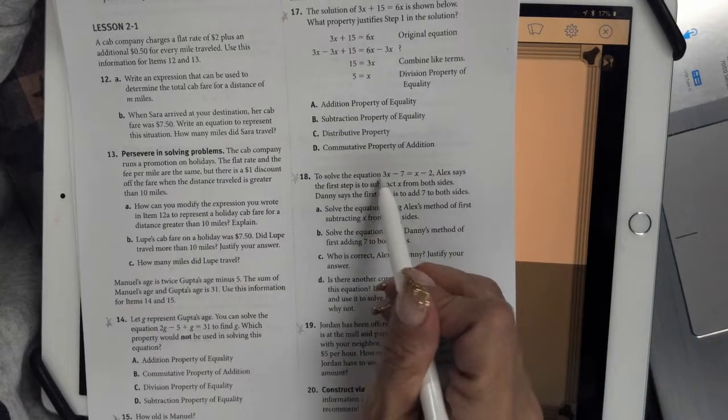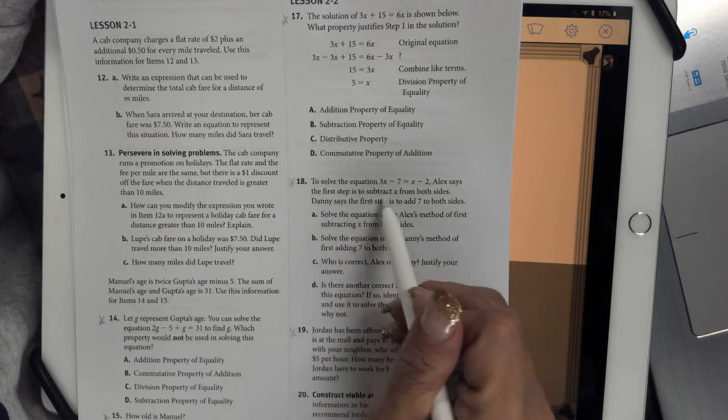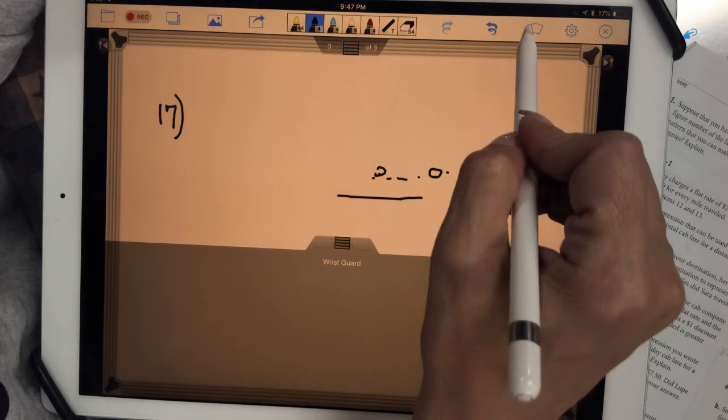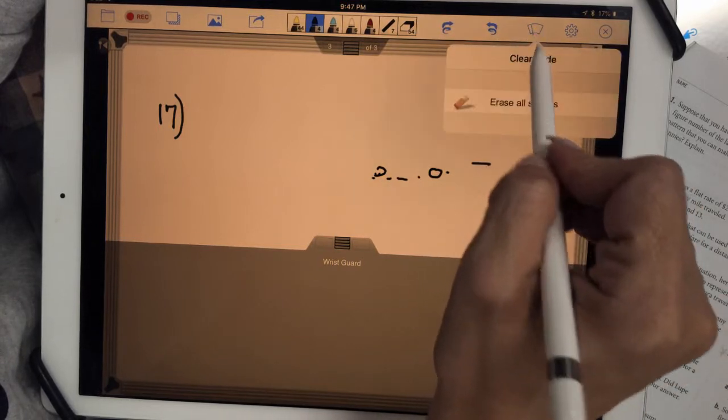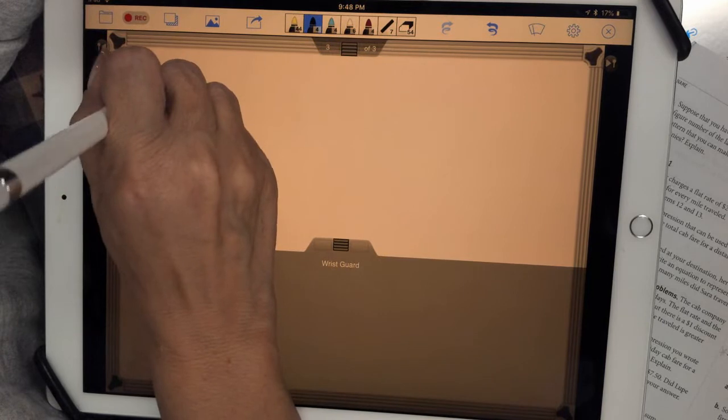18. To solve this equation, 3x minus 7 equals x minus 2, Alex says the first step is to subtract x from both sides. Okay, I'm going to put this over here. I got crazy things on there. Let me clear this slide. Okay, so this is number 18.